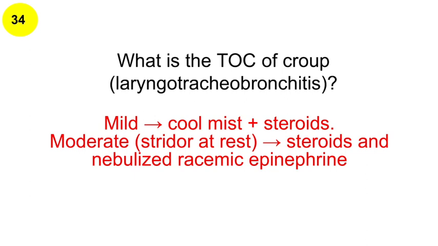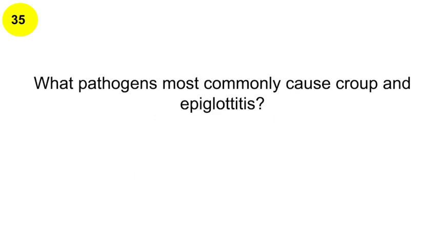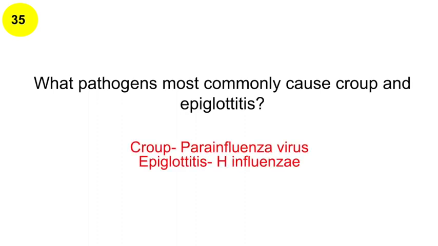What pathogens most commonly cause croup and epiglottitis? Croup is most commonly caused by parainfluenza virus, while epiglottitis is most commonly caused by H. influenzae. Of course, this is rapidly changing because of the Hib vaccine. There are other organisms that can cause this condition. If you know them, then leave them in the comment section below.